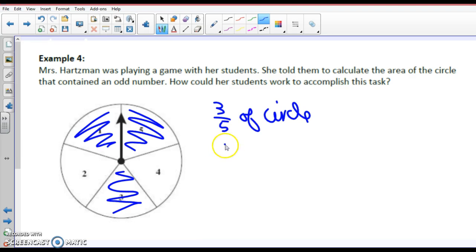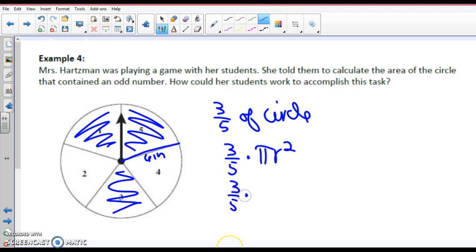Well, let's do that. 3/5 times, what's the formula for area of a circle? Times pi r squared. Now I have a question. Could we do this problem? No, because we don't know what the radius is. But if they told us that this radius was 6 inches, they told us that was 6 inches, let's do it.